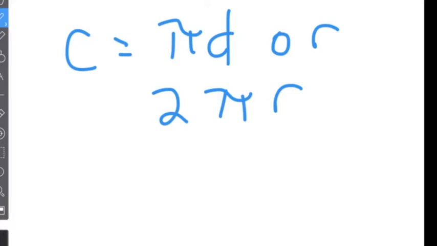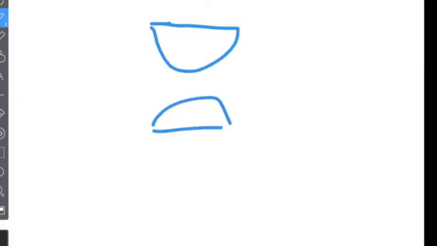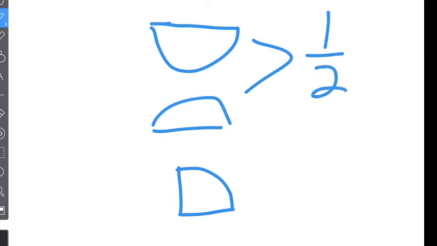Two more quick things. If I draw a circle like this or like this, that's called a semicircle. And a quadrant, which is this, is a quarter of a circle. So a semicircle is half of a circle, and a quadrant is a quarter of a circle.